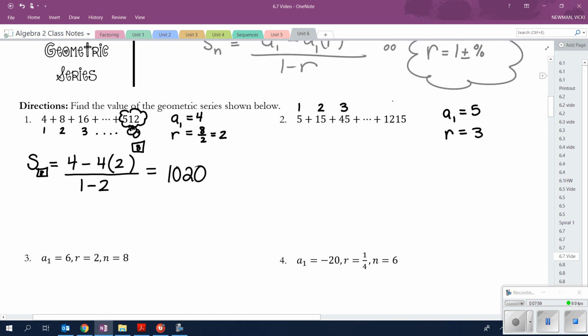What term is this one? Figure that out. So it's the sixth term. So we're finding the sum of the first 6 terms of a geometric sequence. A1 is 5 minus A1 times R to the 6th power over 1 minus R.